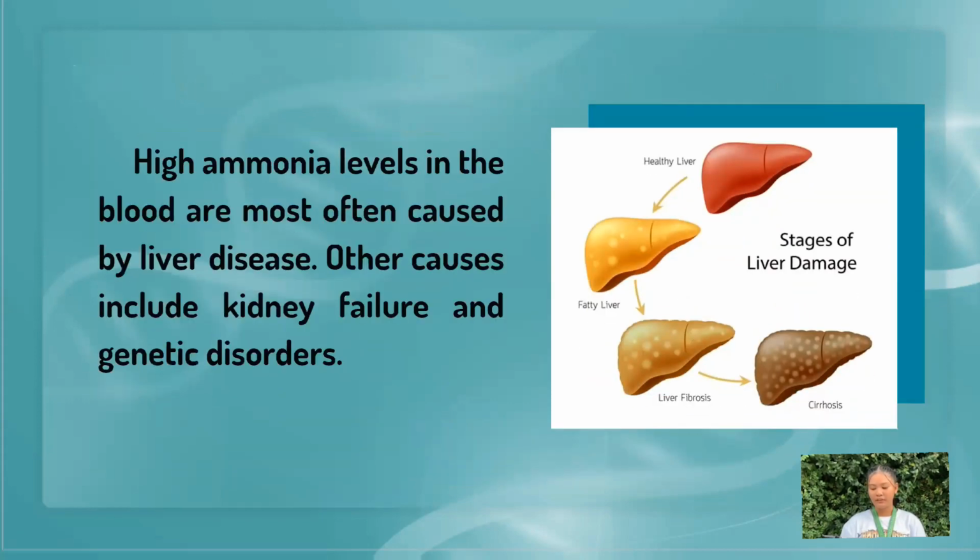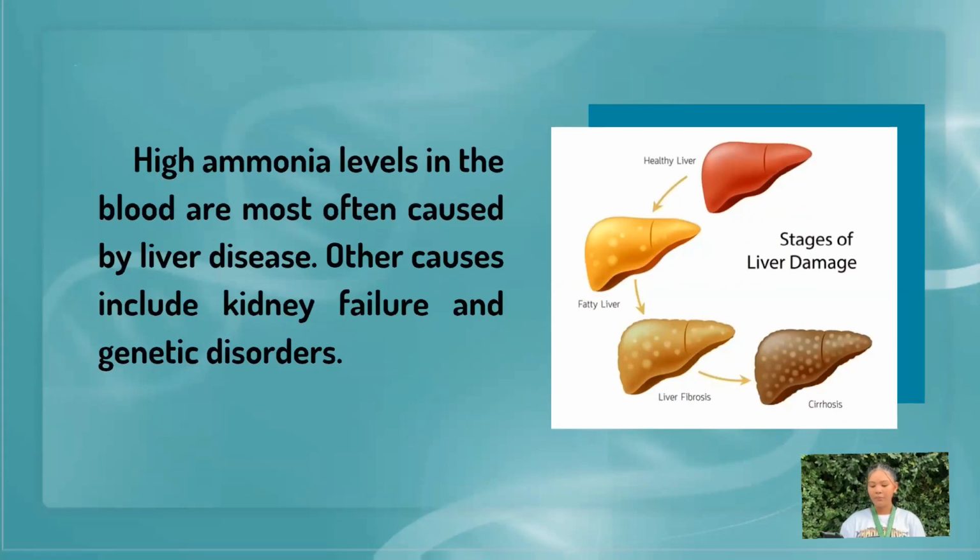High ammonia. High ammonia levels in the blood are most often caused by liver disease. Liver disease is the most common cause of high ammonia levels because it decreases blood flow to your liver. If there's a lack of blood flow to your liver, your body cannot transfer ammonia to it to be processed. This causes ammonia to build up in your blood. Other causes include kidney failure and genetic disorders.